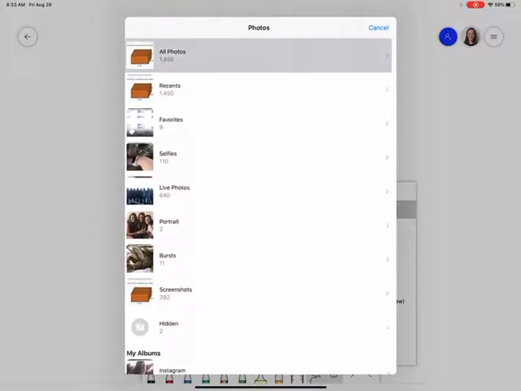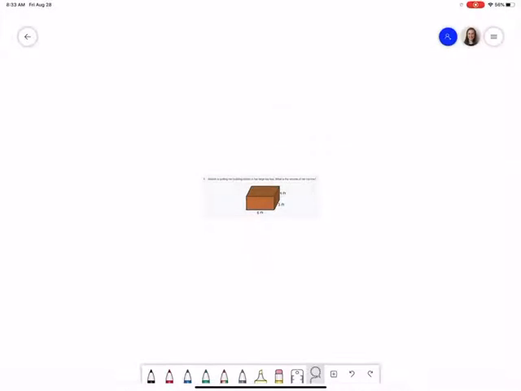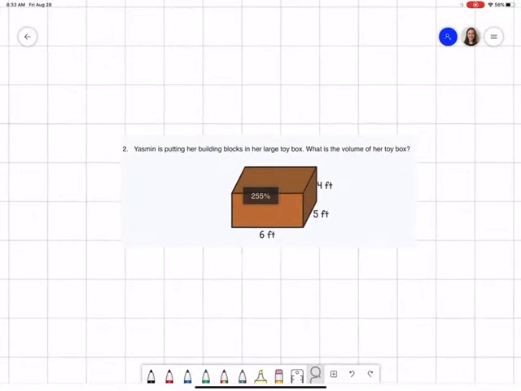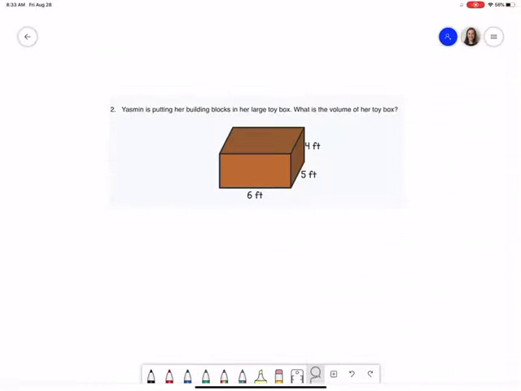So we're going to start off with one to get our brains warmed up, okay? Because we've been doing a lot with volume. Okay, Yasmin is putting her building blocks in her large toy box. What is the volume of her toy box?